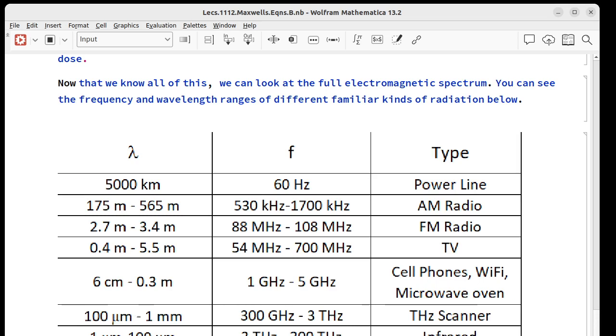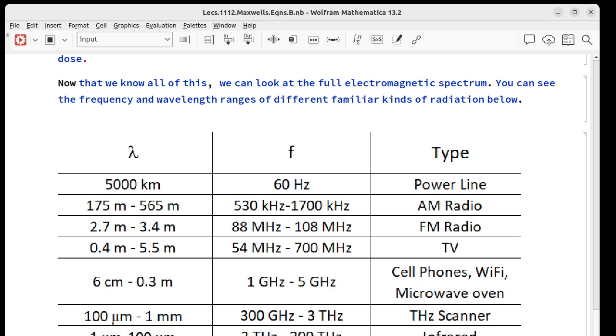Infrared, that's like your TV remote. That's what night vision goggles see. That's what thermal cameras are looking at. That's in the 3 to 300 terahertz region, and the wavelengths are 1 to 100 micrometers. Visible light is 400 terahertz to 800 terahertz, and wavelengths are 380, that's like blue, 380 nanometers up to 760 nanometers, that would be red.